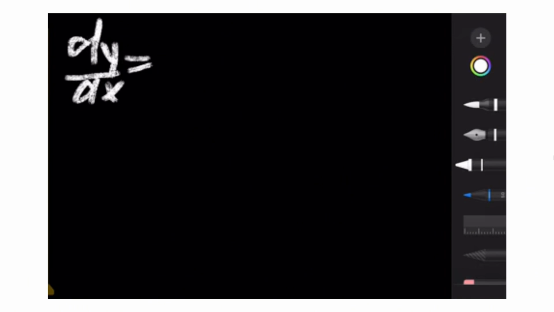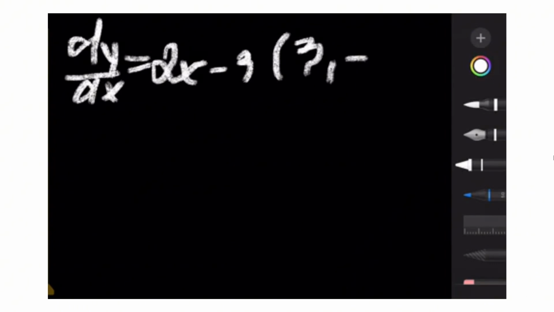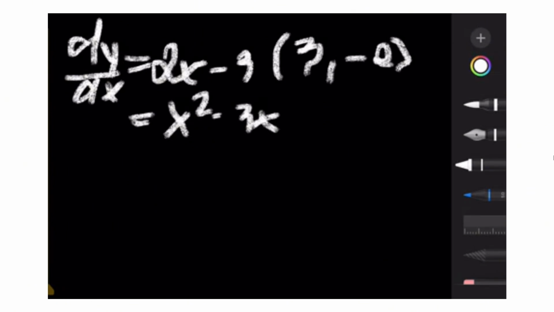So we have the next example. Find the equation of the curve that passes through (3, -2) and has the slope dy over dx is equal to 2x minus 3. So the point is (3, -2). First we have to find the antiderivative. So the antiderivative would be y is equal to x squared minus 3x plus c.